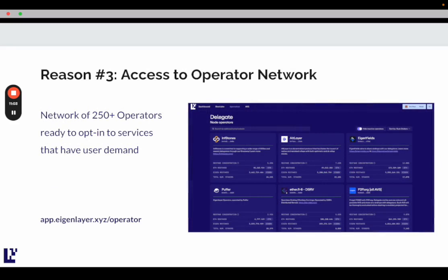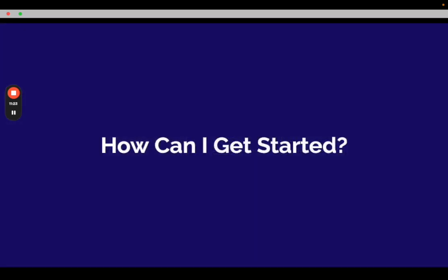Also, we have a large network of operators that are ready to run your service, over 250 operators on mainnet today who are ready to run your service. These are folks who are eager to earn rewards, offer high quality of service. And so if you're looking to bootstrap a network of operators from scratch, this is a massive time saver to have access to all these operators today.